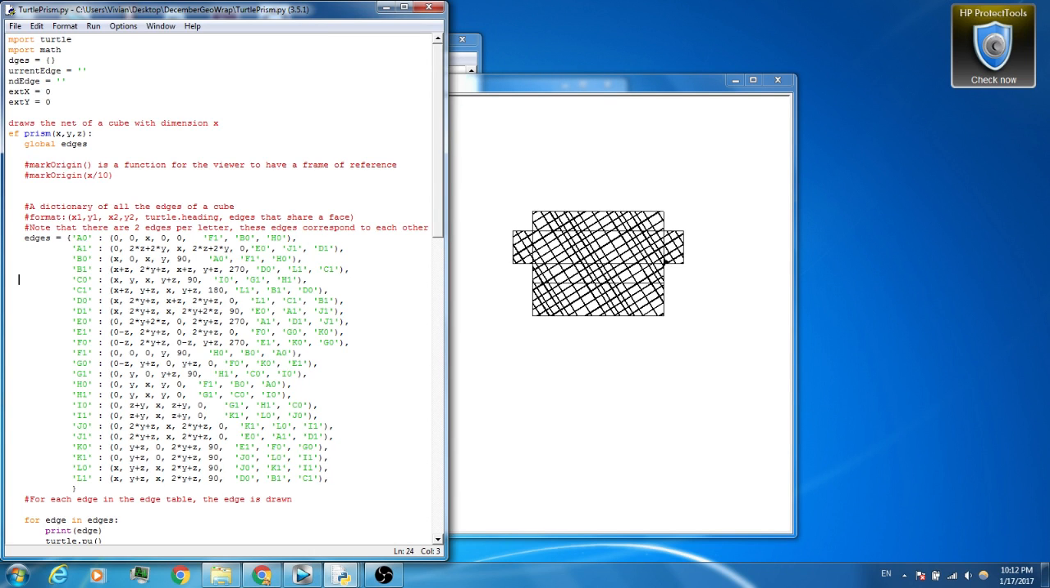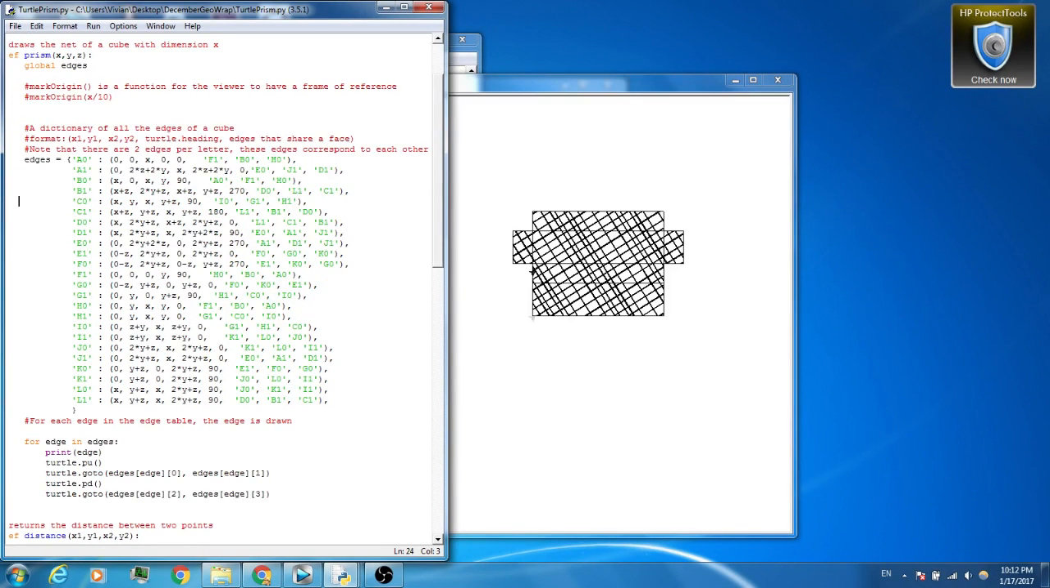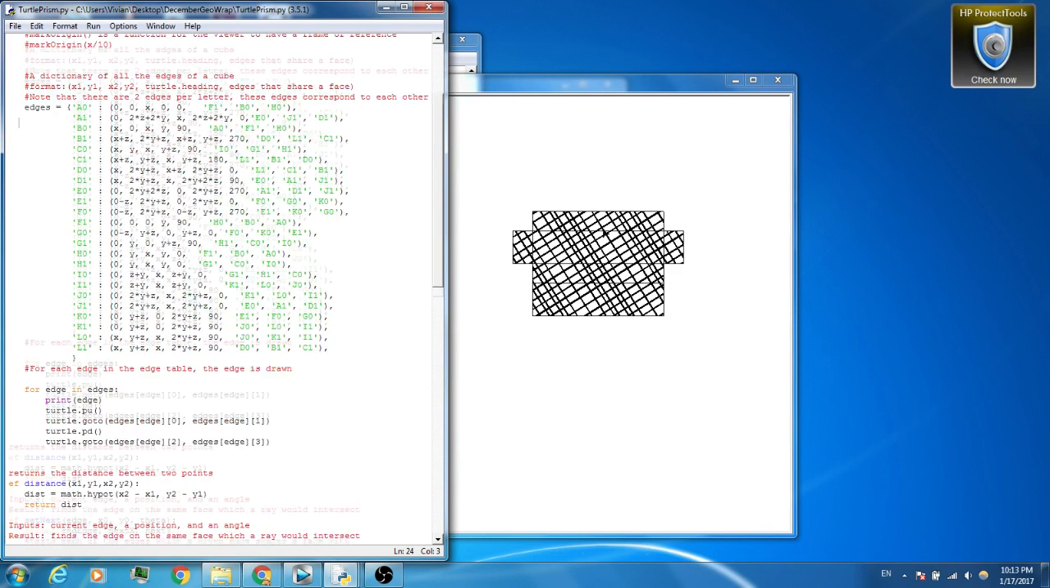And so what my code does, this is the algorithm I wrote. First, it defines all the edges of the cube, or the prism: the coordinates, the angle of each edge, and then the faces. So, for example, A0 shares a face with F1, B0, and H0, and its coordinates are defined by (0, 0), (x0, 0), where you can plug in x later on, depending on how big or small you want it to be, and then 0 because the edge A0 lies horizontal.